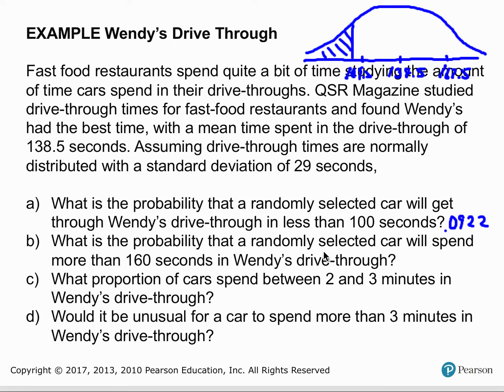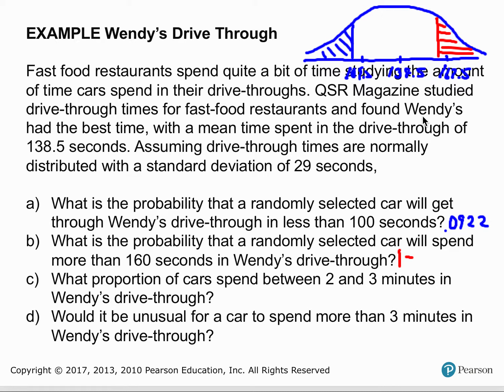What's the probability that a randomly selected car will spend more than 160 seconds? Now, here's 160. So this time, we're looking for more than 160, we're looking for this. Remember, our calculator and our charts are going to give you this number, so use the complement rule. It would be 1 minus whatever you get this to be. The entire area minus this bit.